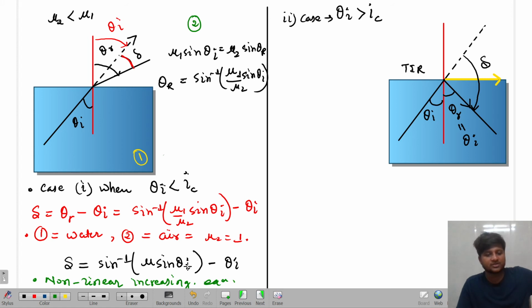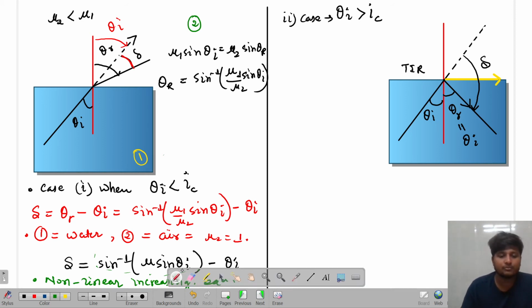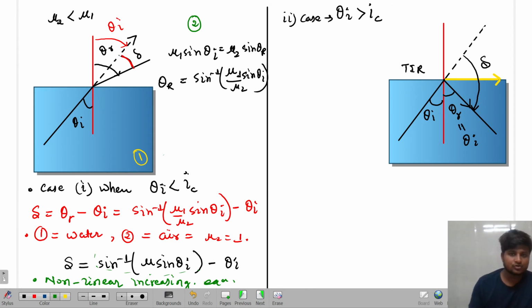First, it is non-linear because sine terms are there. Second, this term is predominating. Sine increases as the theta of incidence increases. So this term is higher as compared to this theta. Therefore, deviation is going to increase as theta increases. But one big point is there. Till when? Before going to that, I'll do one thing.